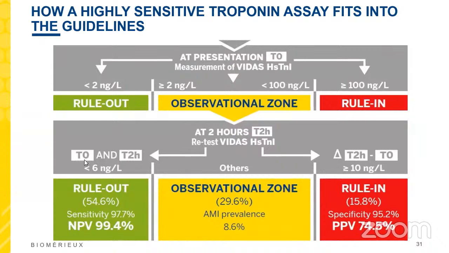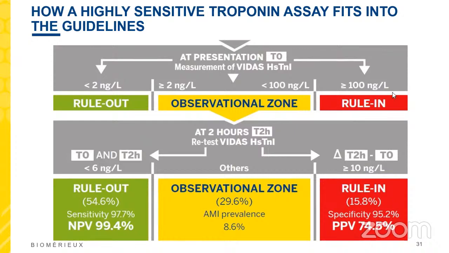If it is less than 6 nanograms per liter after the 2-hour test, then again, you can rule out with a sensitivity of 97.7%. If the change between time 0 and 2 hours is more than or equal to 10 nanograms per liter, you can rule in with a specificity of 95%.